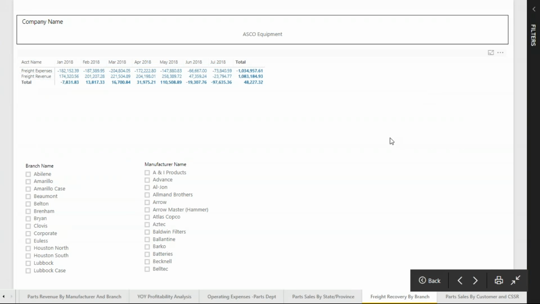Okay, so this one is giving you a quick comparison of what your freight expenses are month over month, and what the freight revenue is month over month. You can look at it by the branch or the manufacturer. Do you have a recovery account? It should have shown the recovery account if you are recovering. We do. I think this is what it tells you, right? Yeah, that's the freight revenue line. The total is essentially the net.